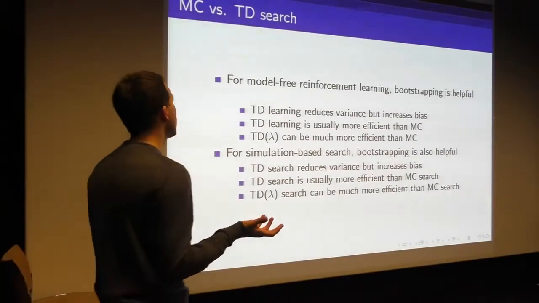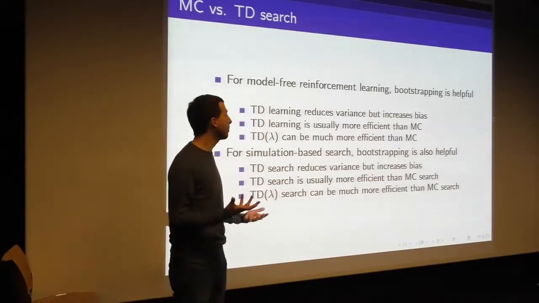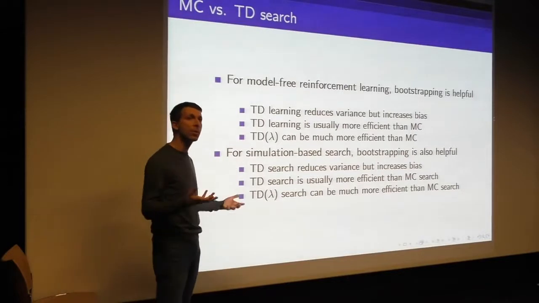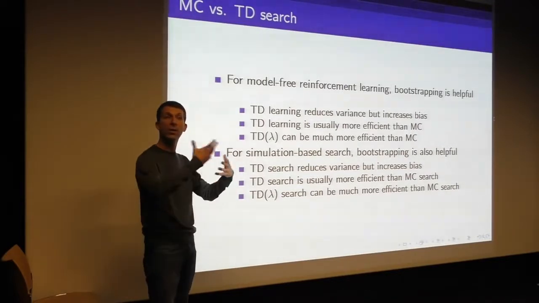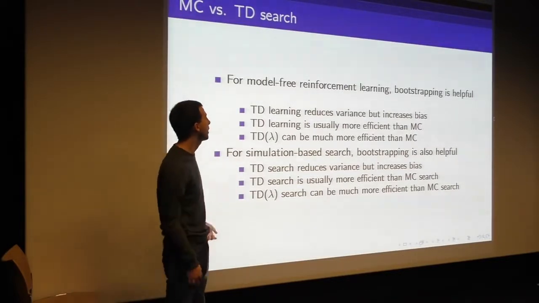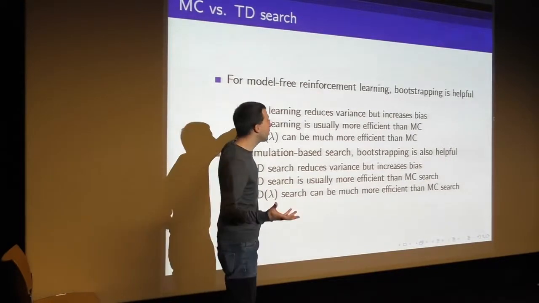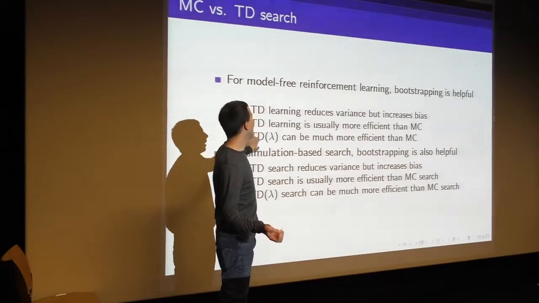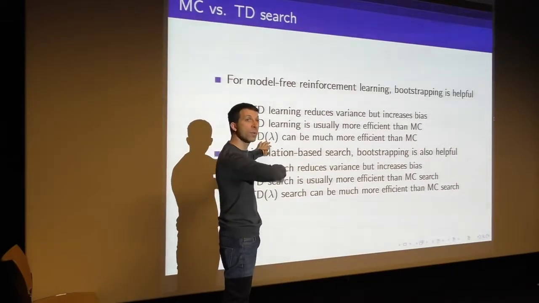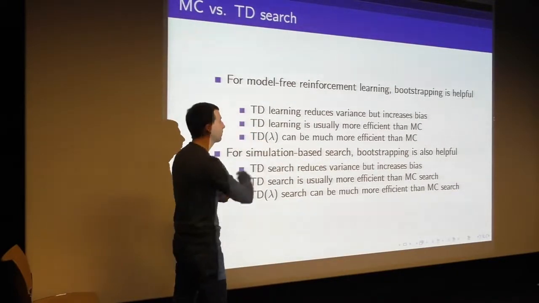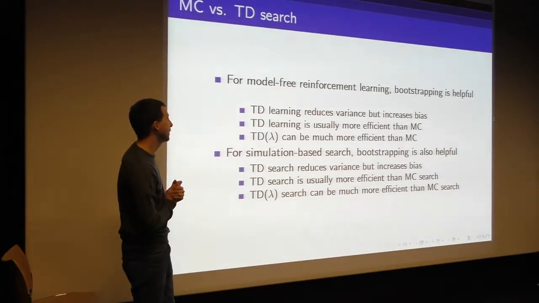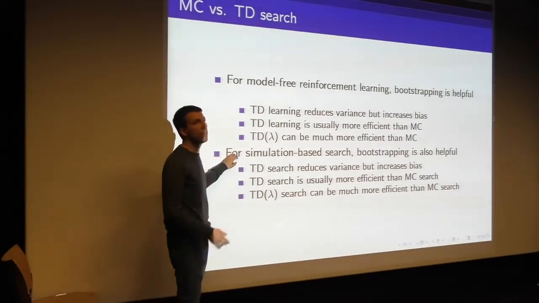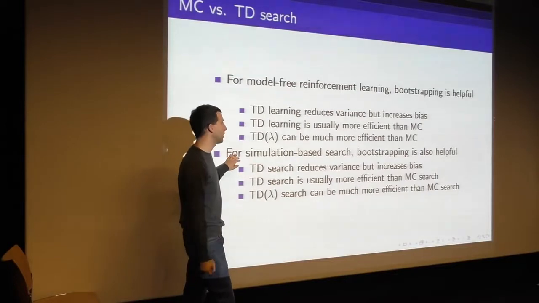And so why should we do this? Well, because we've seen that bootstrapping is helpful. When we're doing model-free RL, when we're not planning, but in our usual setting of just reinforcement learning, we saw that TD learning reduced variance. It could be more efficient than Monte Carlo. And when we found this lambda parameter, we were often much more efficient by trading off between Monte Carlo and bootstrapping. And the same is true when we use these planning methods for simulation-based search.